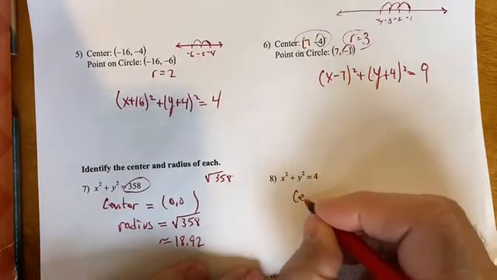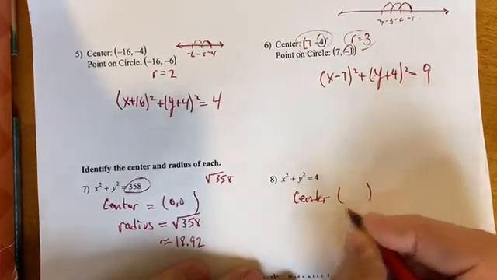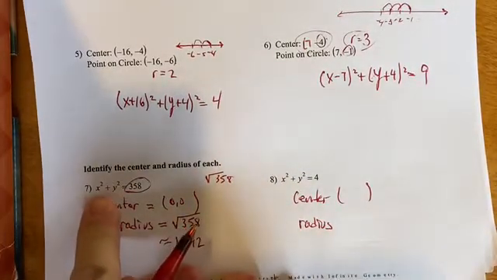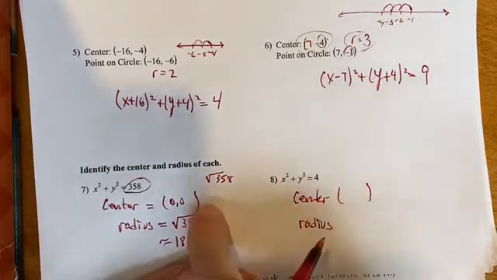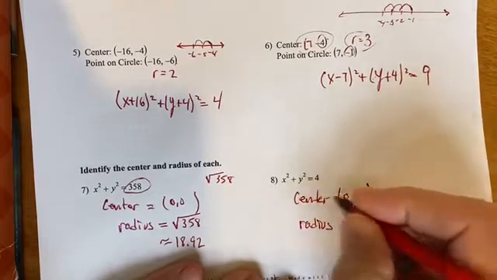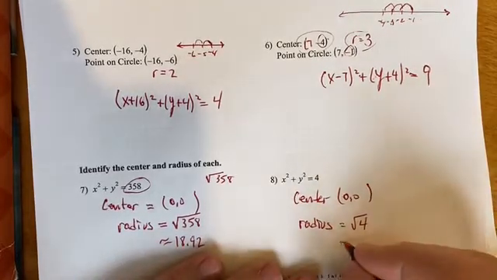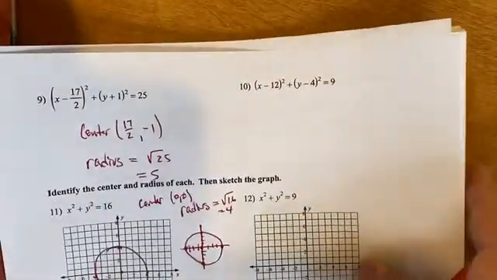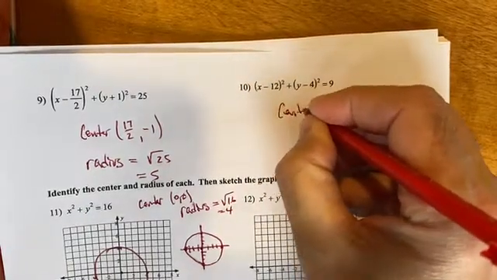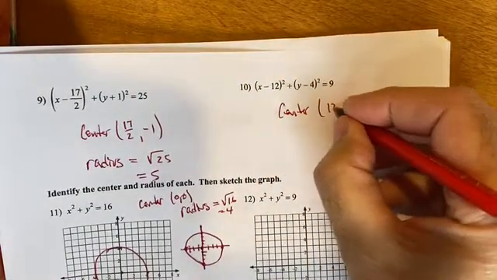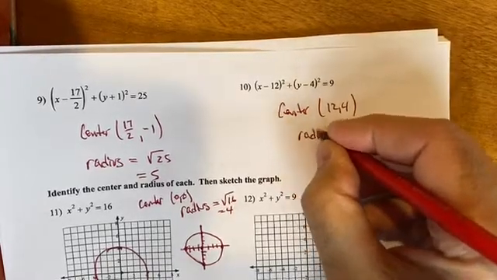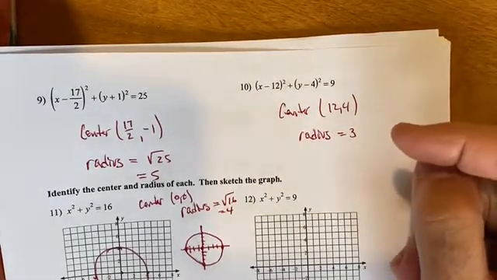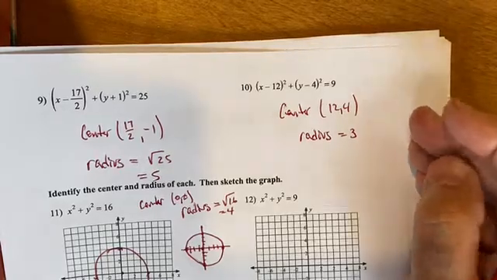Now we have to find the center and the radius. Center like this one, when there's nothing subtracted from the x or the y, the center is going to be the same, 0, 0. And the radius is the square root of 4, which hopefully you know is 2. Just a couple more to do. I have 3 more to do. Center, opposite sign, 12, 4. Radius is 3. So when I do these, hopefully you're trying to get them before I get to it, right?